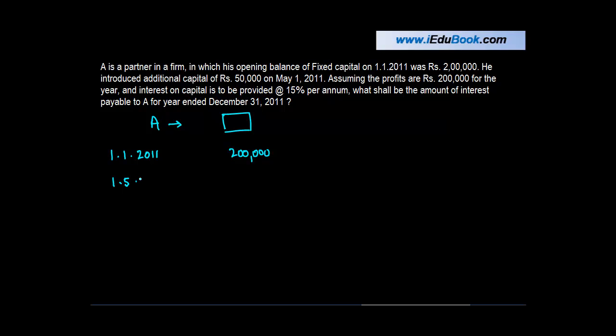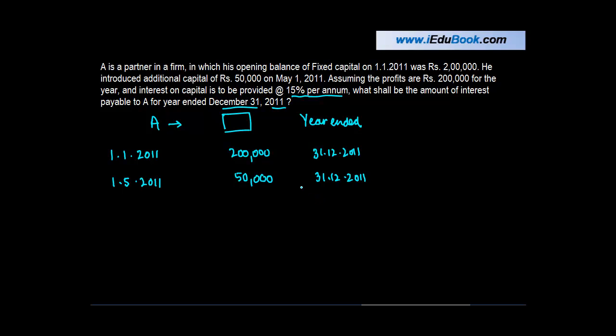So on 1/5/2011, he introduced additional capital of 50,000. Assuming the profits are 2 lakh for the year and interest on capital is to be provided at 15% per annum, what shall be the amount of interest payable to A for the year ended December 31, 2011? So your year basically ends on what date? Year ended 31/12/2011, right?